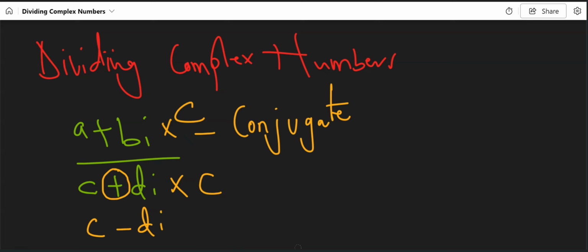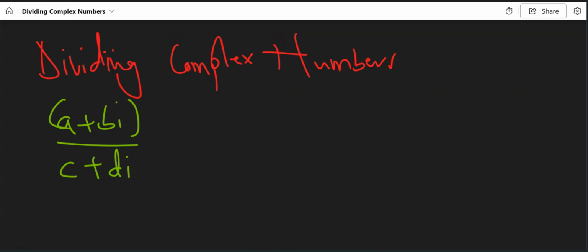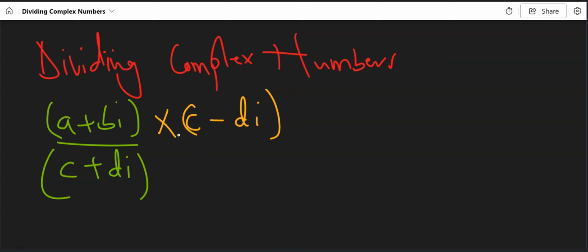When you get the conjugate, you multiply the conjugate on the numerator and also on the denominator. Let me do it and perhaps explain the concept better. When given a plus bi all over c plus di, what you need to do is multiply by the conjugate, which is c minus di, in brackets. Same here, multiplied by c minus di.